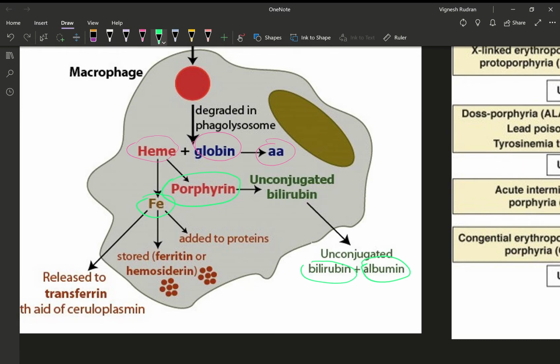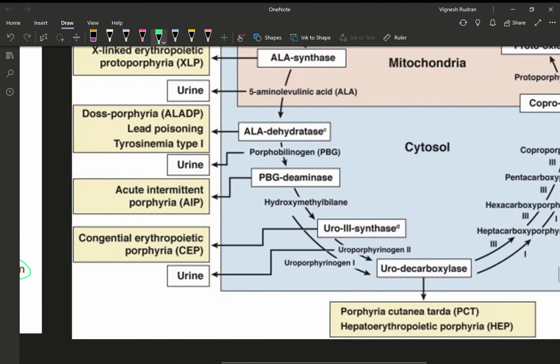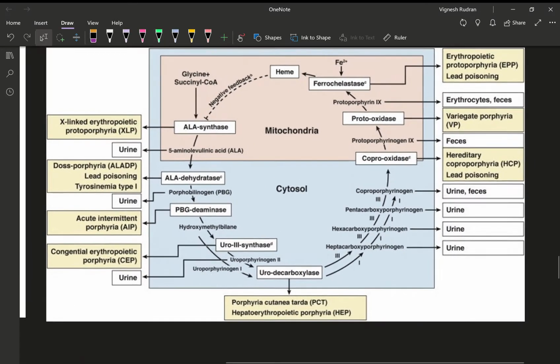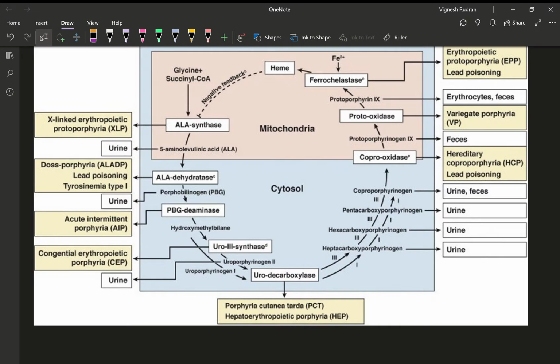So I would like to expand more on porphyrin metabolism. So porphyrin is basically a ringed structure, as it forms a major part of hemoglobin. It is synthesized from glycine and succinyl CoA. So this is your first step, and then the next substrate formed is ALA, then porphobilinogen, then hydroxymethylbilane, then uroporphyrinogen, and then coproporphyrinogen.